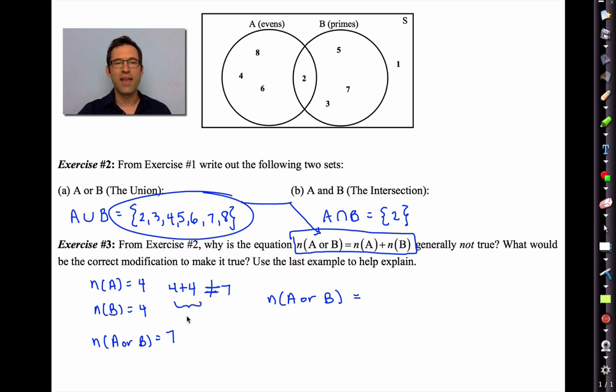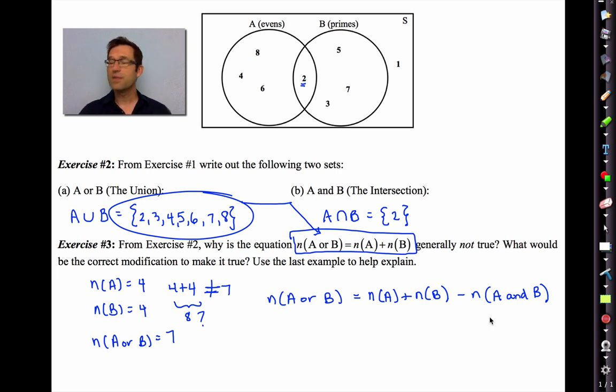Why are we getting 8 here, right? Why are we getting that? Well, we're getting it because we counted the 2 twice, right? So how do we modify this equation? Well, we could say, look, I'll take the number of elements in A, I'll add the number of elements in B, but then I'll subtract off the number of elements that are in their intersection because I counted those twice. So if I subtract them off once, then I've only counted them once.